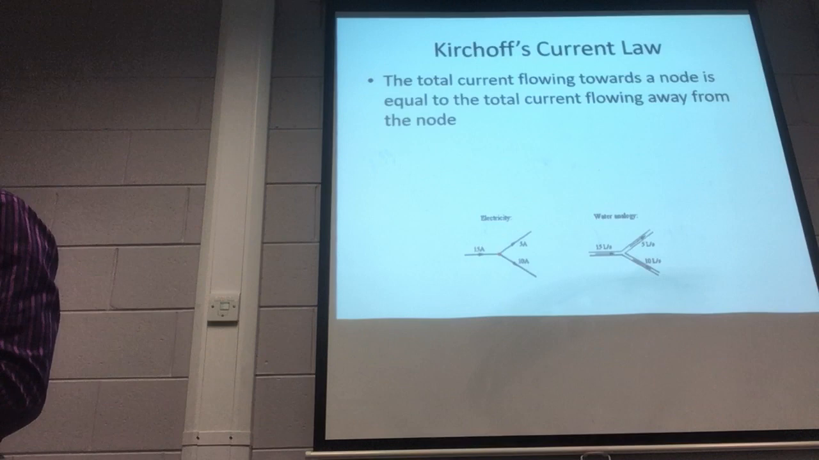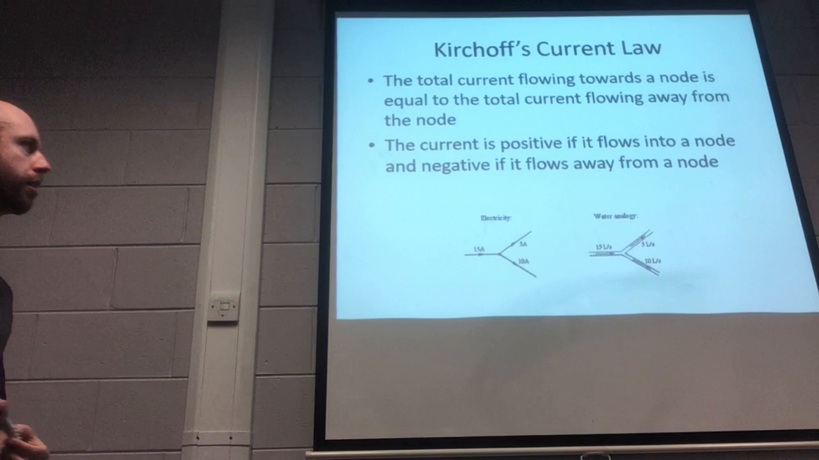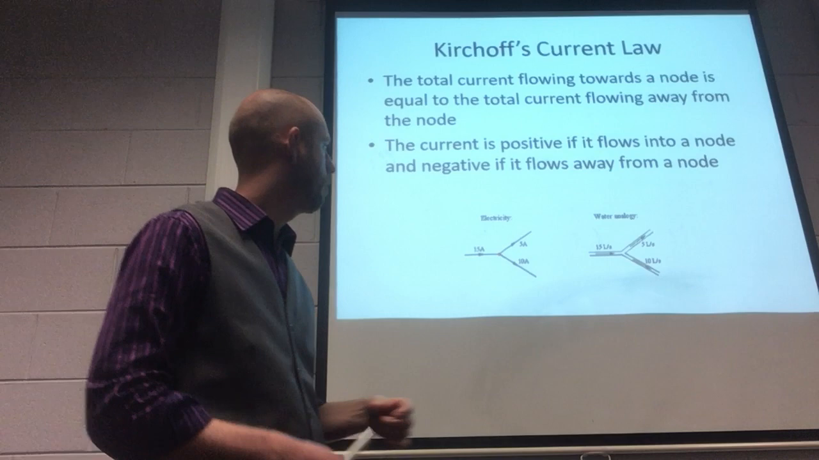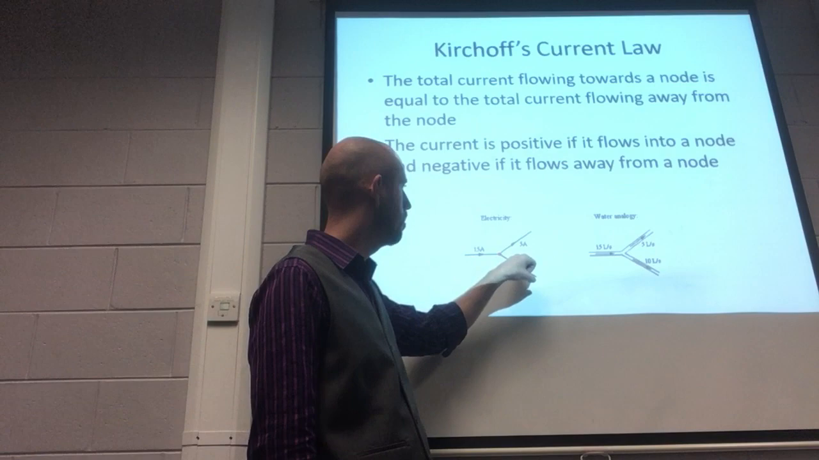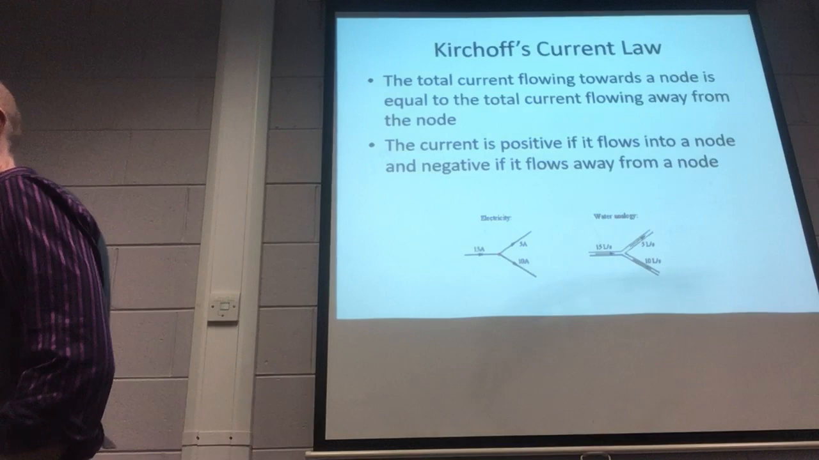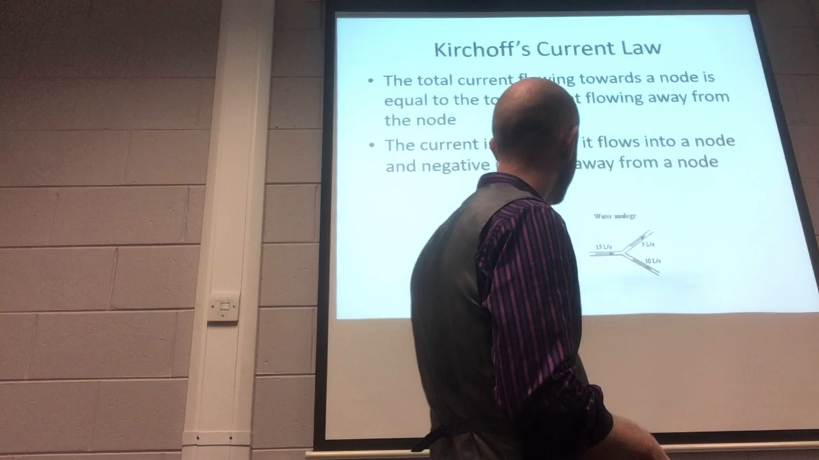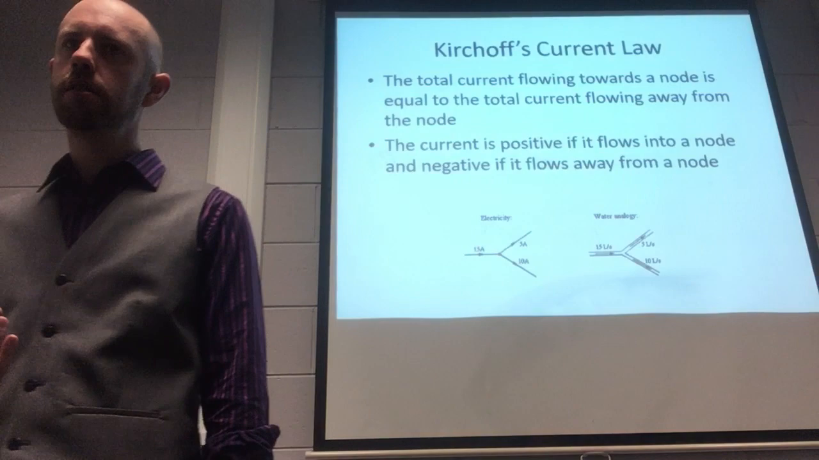By convention, we say that the current is positive if it flows into a node, and negative if it flows away from a node. So really I should have put a minus sign here. This should be minus 5 amps and minus 10 amps. So that will form our convention when we build equations using this current law.